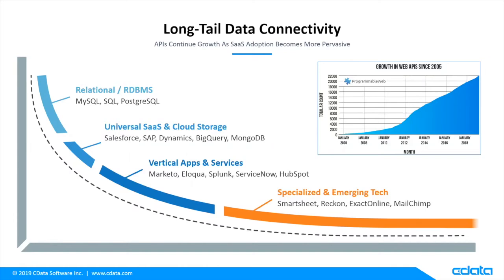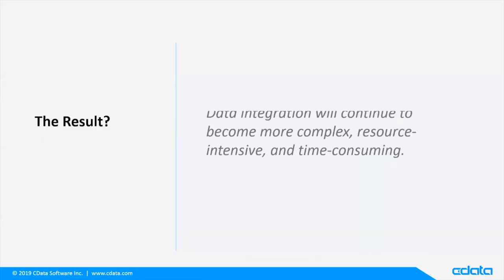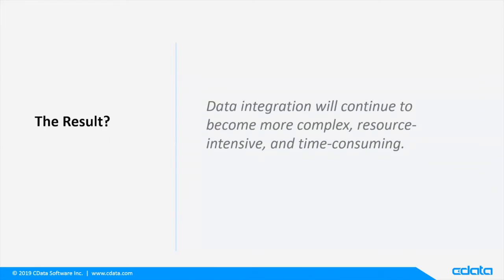And then finally, there are specialized and emerging technologies. And those technologies are expanding very rapidly. There's all kinds of new verticalized SaaS applications for CRM, for healthcare, for retail, for whatever it is. People are building these SaaS applications. And so you can see that data fragmentation is expanding tremendously. So the result, ultimately, is that data integration from an application perspective is going to continue to become more complex and more resource intensive.